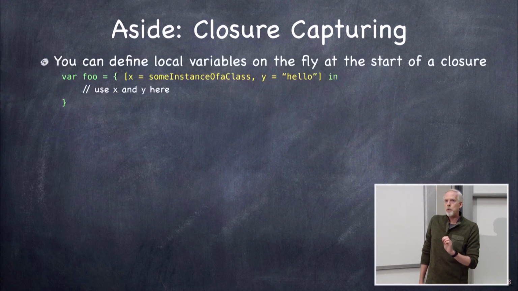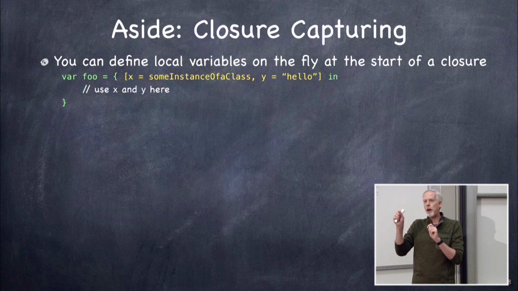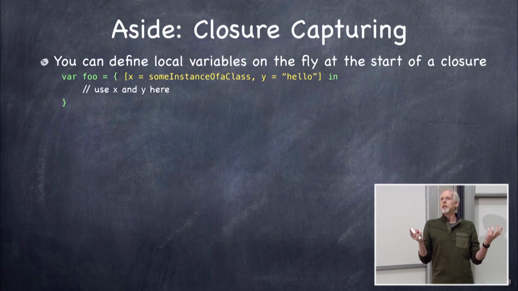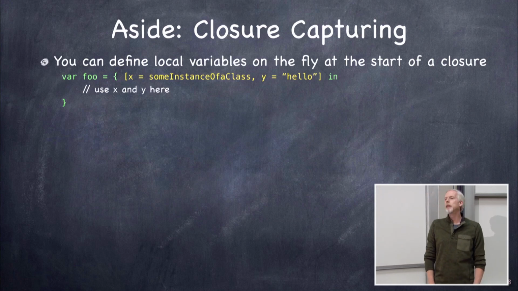When you have a closure, you can define some local variables. You put square brackets with these local variables in there right before the in of your closure, and you can define any variables you want and set them to have some initial value. So here I have variables x and y, and I can use x and y inside my closure, and they'll have whatever value I set there.